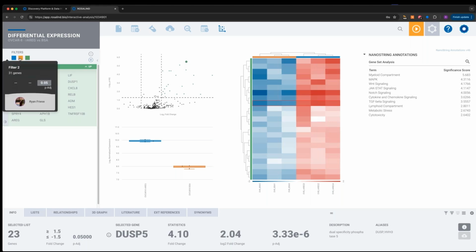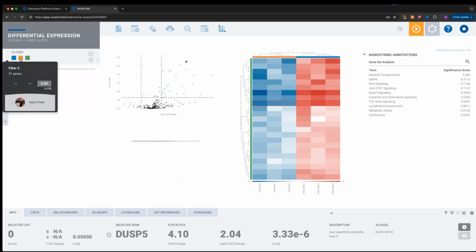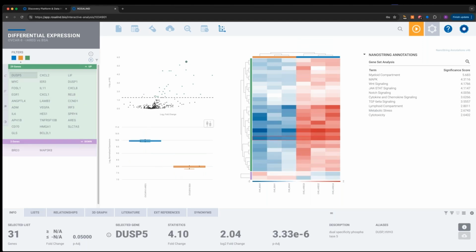So I have here created 3 different scenarios, what we call a filter, which are basically just cutoffs for significance. If I want to change those, I can just simply click on this and the whole screen updates at the same time. So in Rosalind, it's very easy to change your statistical cutoffs and refresh your view to get a most up-to-date view. In this view here, we're looking at a set of 31 significant genes on the left.